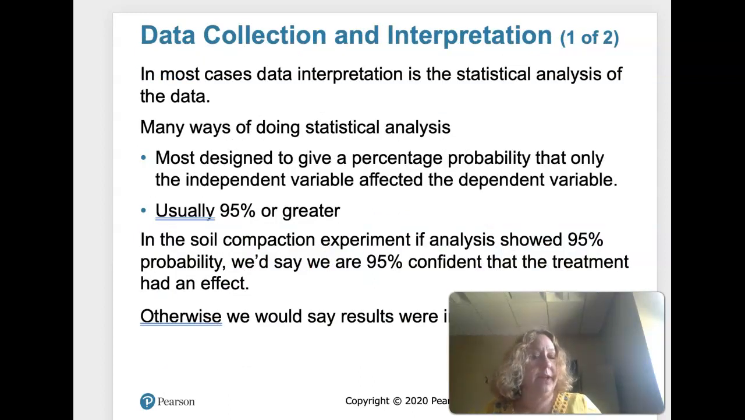Data collection, many ways of doing statistical analysis. Most is designed to give percent probability that only the independent variable, because we only want to know if fertilizer or compaction are affecting it. We don't want anything else to affect the plant height or the plant growth or how green the plant is. So we usually try and say we are 95% confident that the effect of plant growth is from compaction, is from fertilizer use. Otherwise, we would say the results are inconsistent. We have too much variability in all the treatments, and we can't determine if it's actually from what we've treated.